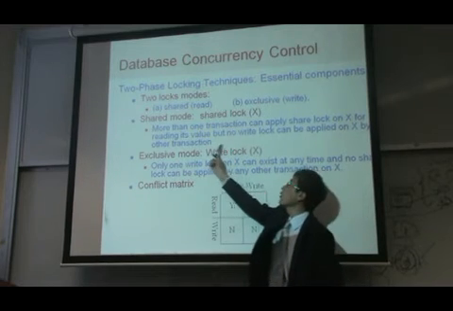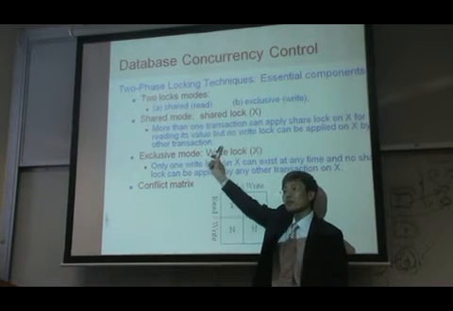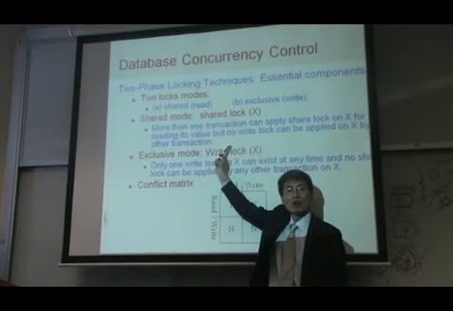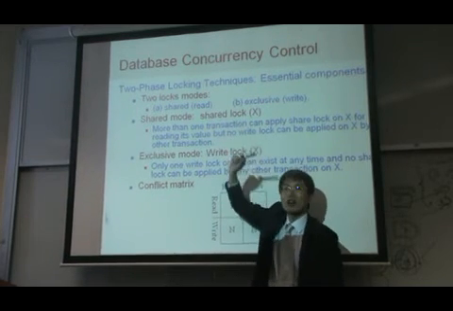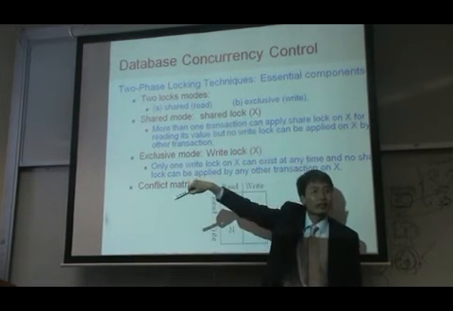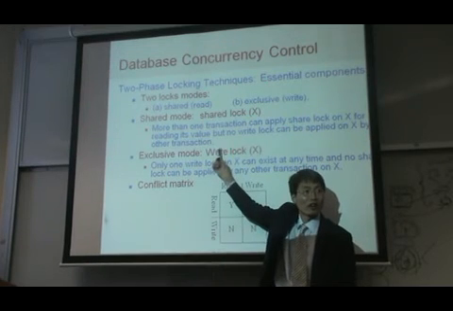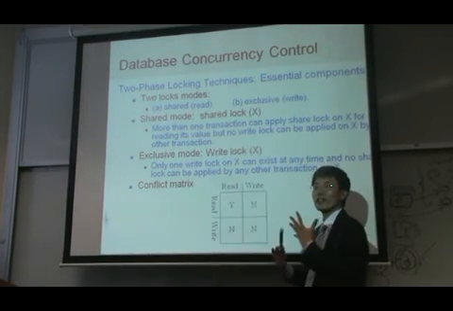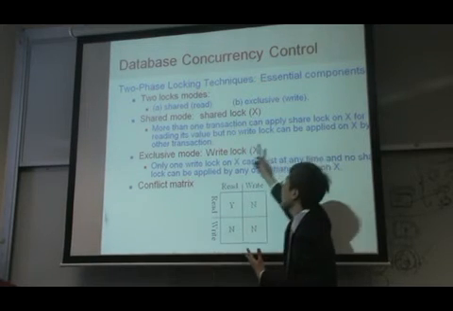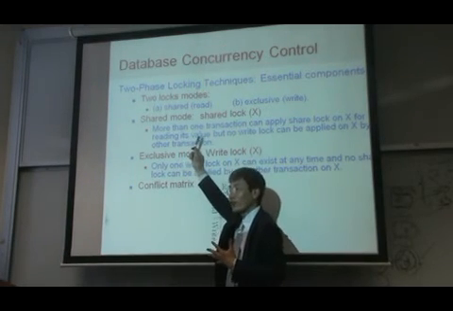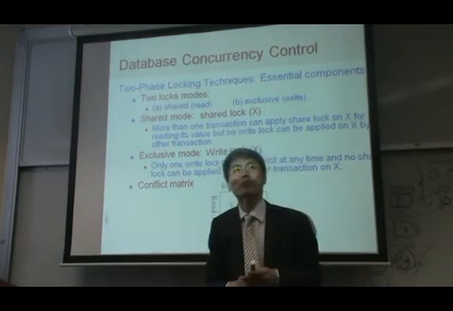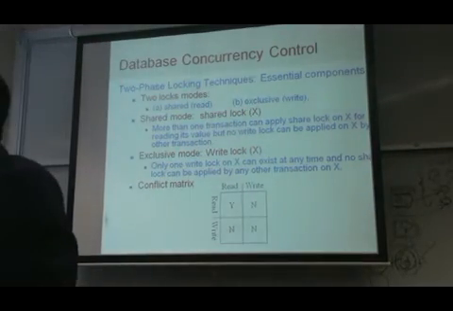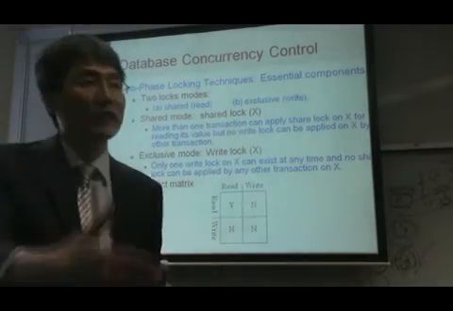That means how many transactions can get the exclusive lock? Only one. What about the shared lock? Many users can get the shared lock. I got confused, so it's a different perspective, not for the data item, but for the transaction. Many transactions can get the shared lock, because it's only for read.